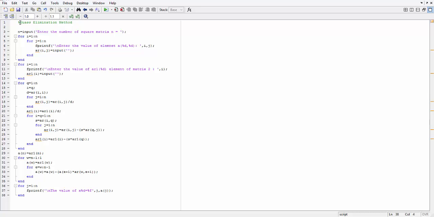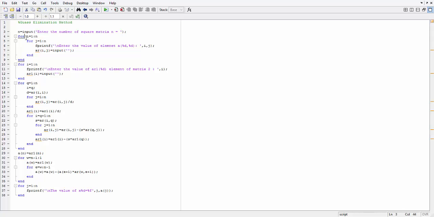Normally in the question we have two equations. What we do is form two matrices, and then solve the equations. So first of all, as we can see here, n is the number of equations: enter the size of the square matrix n. You enter 3 or 2, whatever, depending on the number of equations given. So first I have to feed the value n, that is the number of equations.